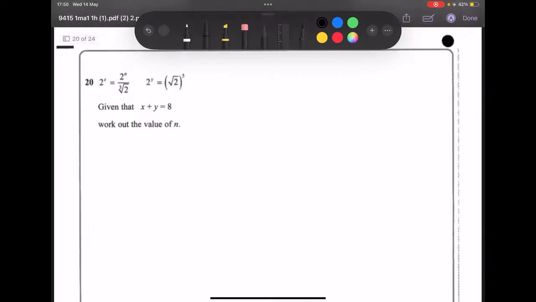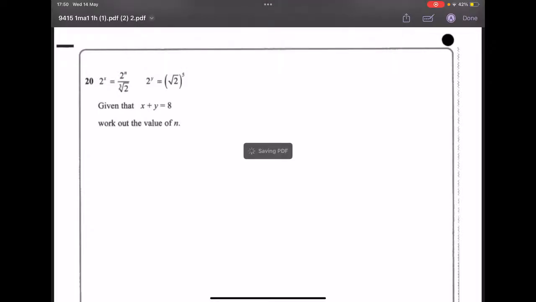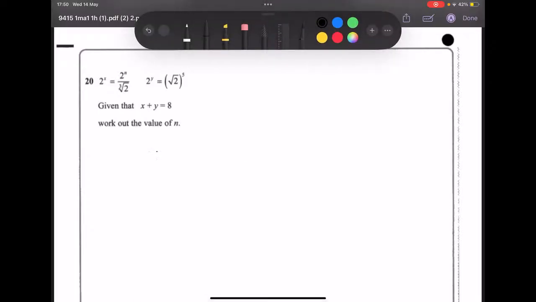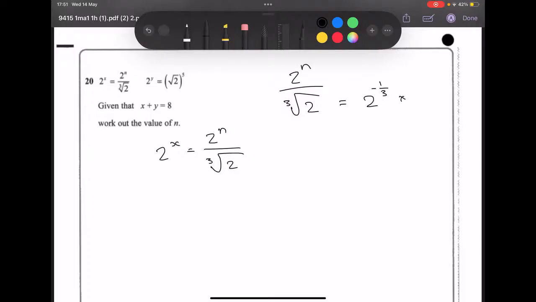Now, question number 20, it's an index law question. It wouldn't be too bad if you came back at the start. 2 to the power x equals 2 to the power n over cubed root 2. Cubed root 2 equals 2 to the power minus a third times 2n.